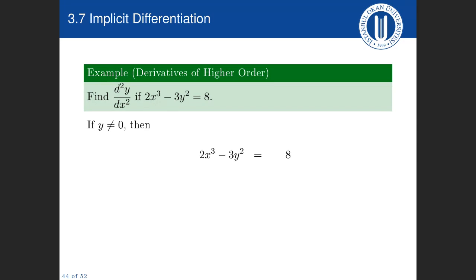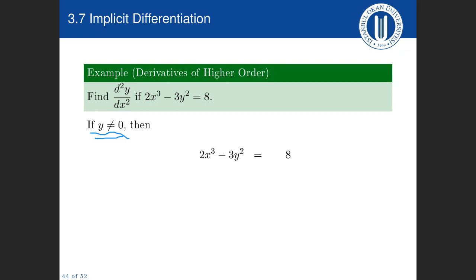Let's do another one. Find d squared y/dx squared, so that's the second derivative of y with respect to x, if 2x cubed minus 3y squared is equal to 8. So we're going to start with our equation, and because I'm going to be dividing by y later, let's just make sure that we have y not equal to 0.